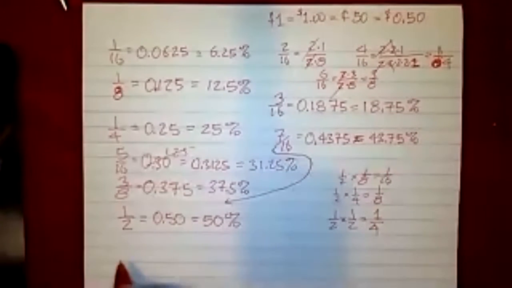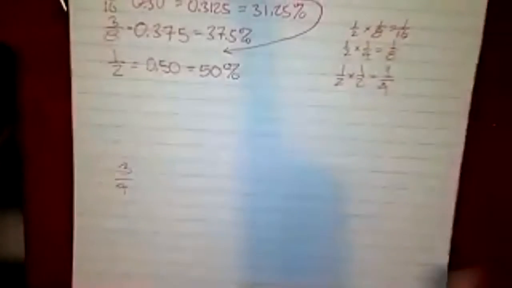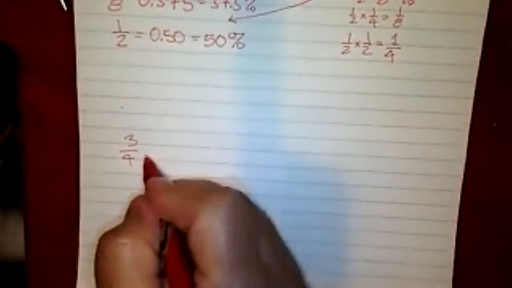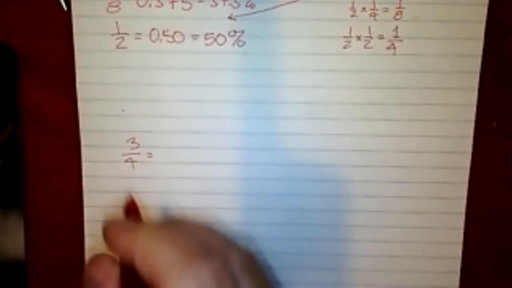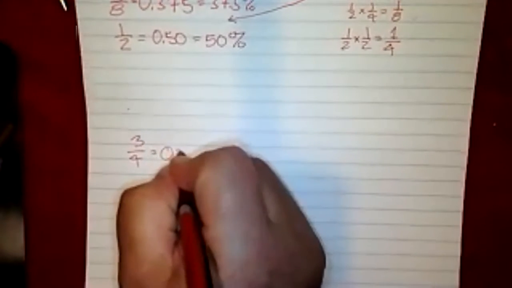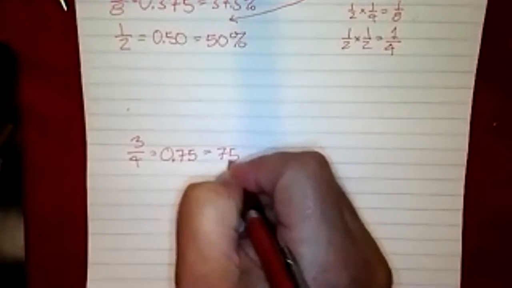Now what if I go up here and go to, let's say, 3/4? Another way of saying this you've probably all learned before, 3/4 is three quarters. And of course, a quarter is 25 cents. So I think you automatically know this is 0.75, which is 75%.